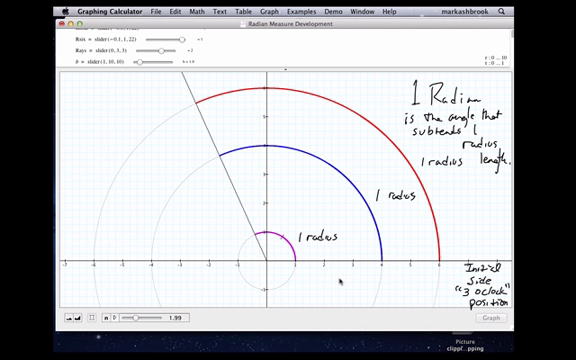Then what angle am I? This is 2 radians, because it subtends 2 radius lengths. What about the red circle? How many radius lengths is the red circle? 2. What's the arc length? What's the red arc length? 12, right? So the radius is 6, and we're going 2 radius lengths, therefore the total arc length is 12.